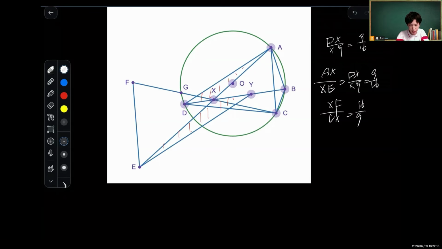Since the problem asks for XF and XG, which doesn't seem like something very natural, you can then convert XF and XG to XG and XC. So it's simply 16 over 9 times CX times XG, which also happens to be DX times XB. So all there is left at this point is finding BD, because you know the ratio of DX to XB. So all you need is finding BD.